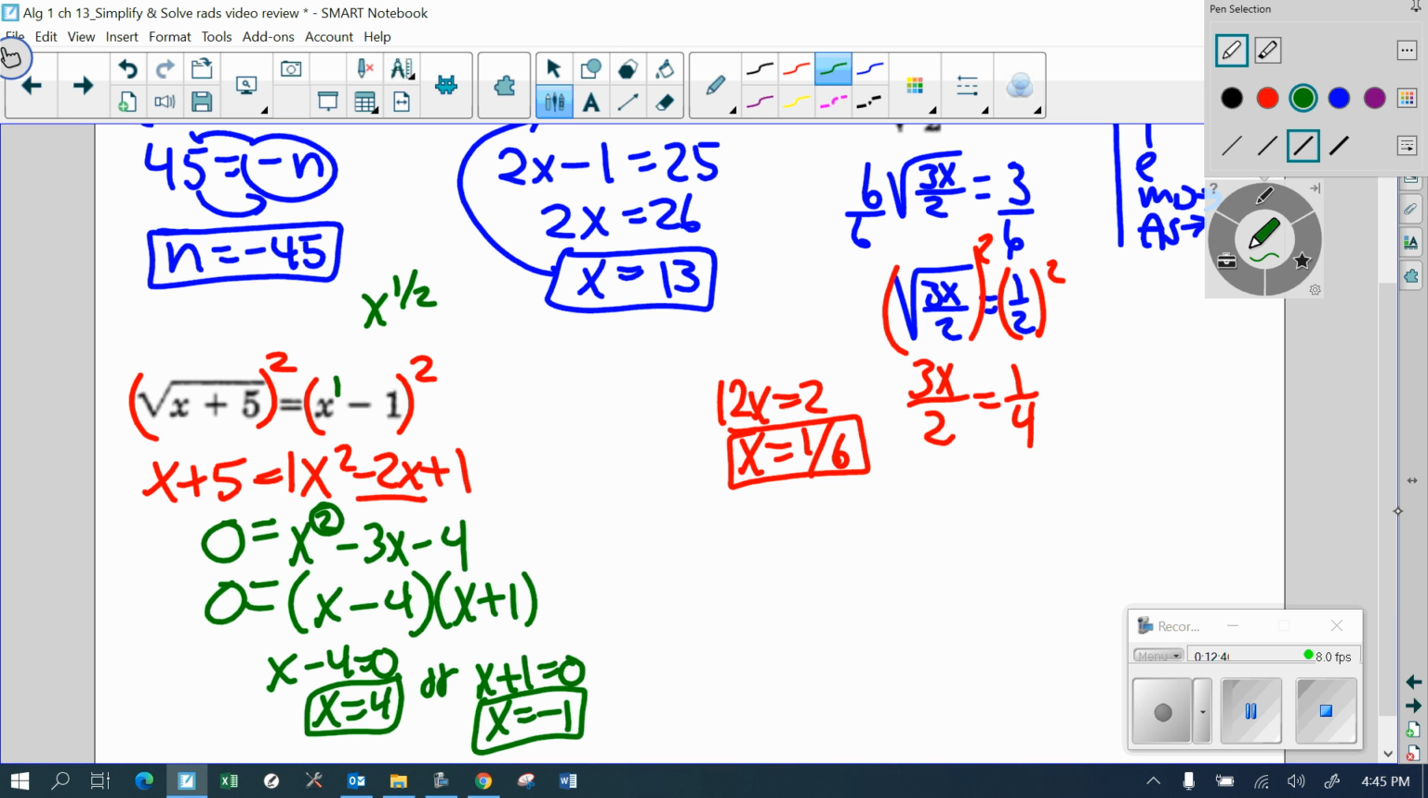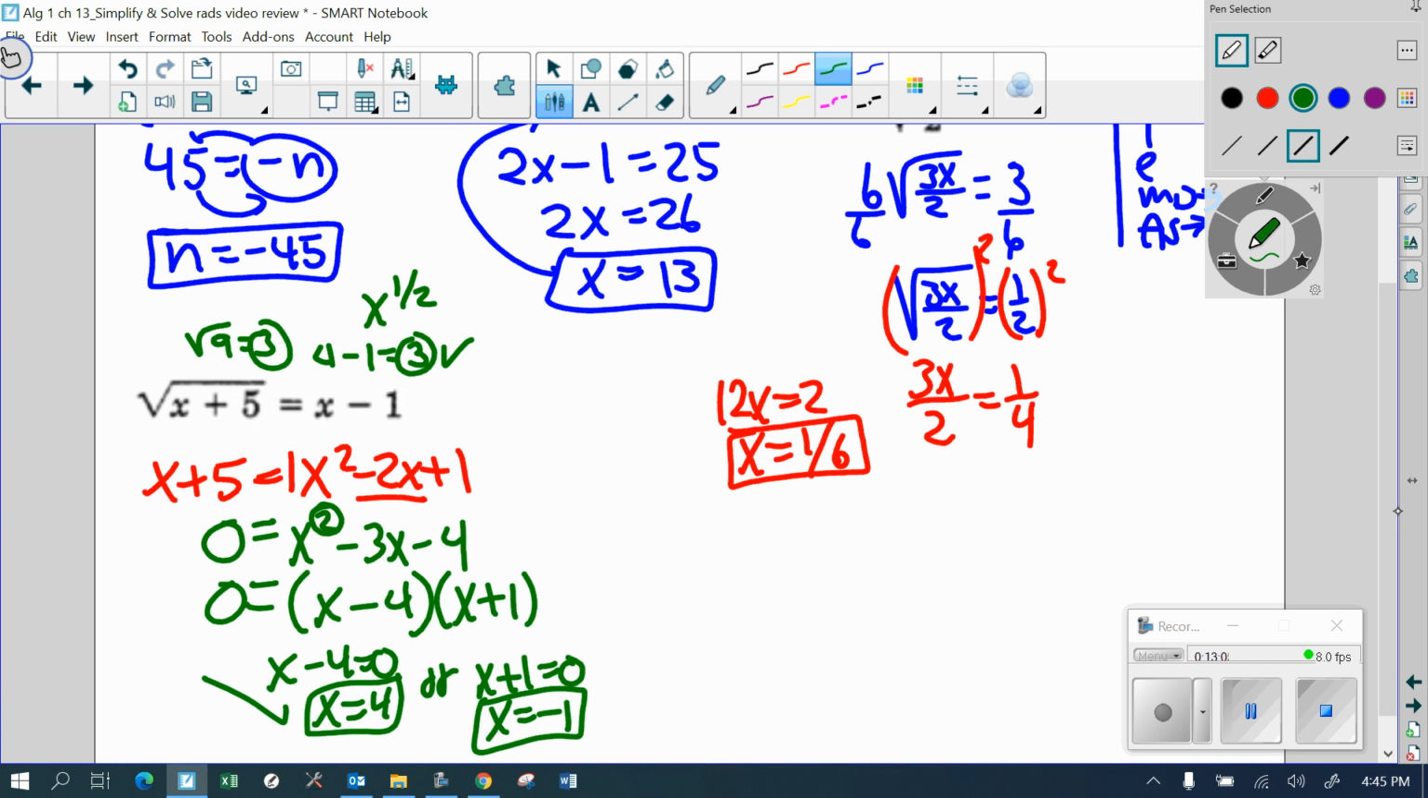So if I take this off so it's easier to see to plug it in, substitute it back in. 4 plus 5 is 9. The square root of 9 is 3. 4 minus 1 equals 3. So that came out to be true. So this is a correct answer.